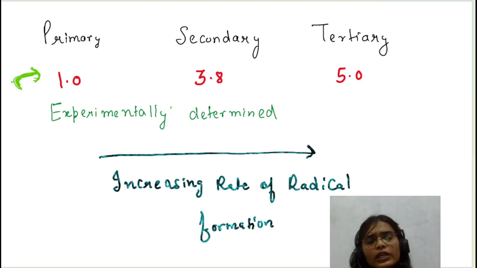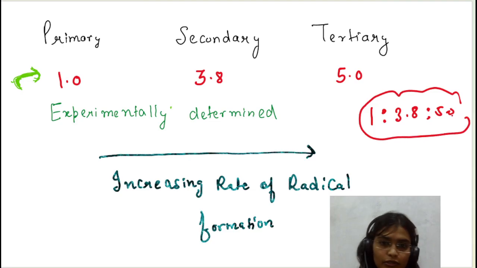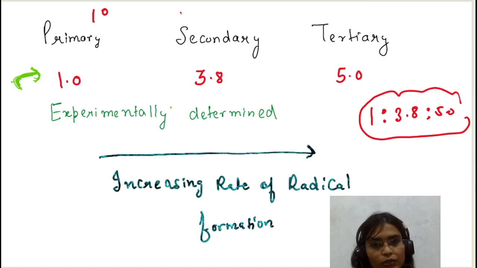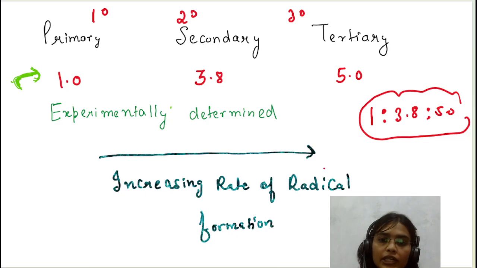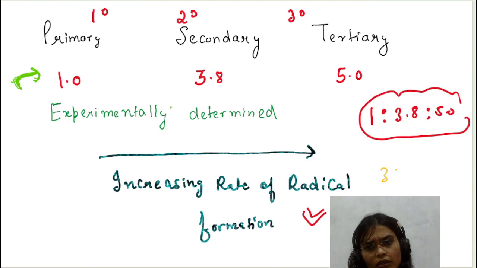It has already been asked so many times in the JEE exam that for chlorination, the primary is 1, secondary is 3.8, and tertiary is 5. Ma'am, do we have to remember the ratio? Yes. The ratio is directly asked many times. The ratio for chlorination is 1 : 3.8 : 5.0. It's a really important ratio. It means this ratio simply represents that if you move from primary to secondary to tertiary, the rate of the reaction, or the rate of formation of free radicals, starts increasing. Why? Because we know the tertiary free radical is more stable than the secondary, and the secondary is more stable than the primary.